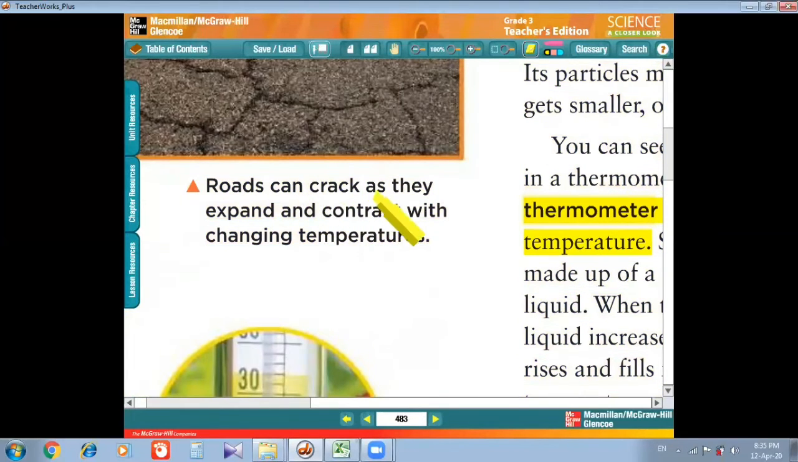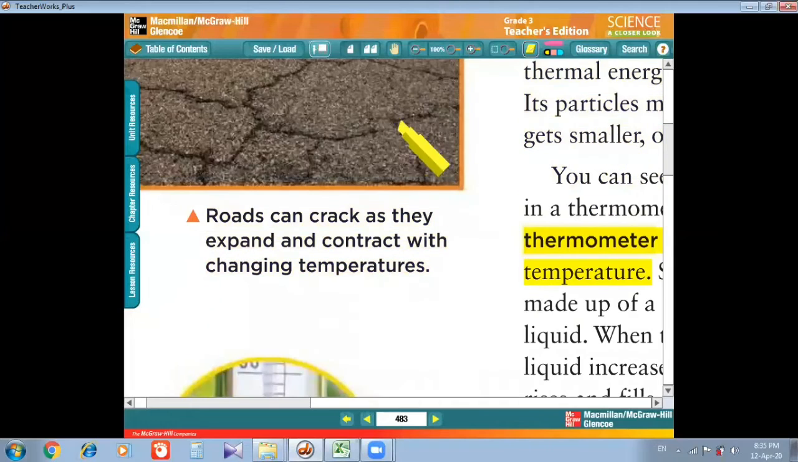Now on the left side of the page, you have a picture of the cracks on the roads. Roads can crack as they expand and contract with changing temperatures. Means when it's hot, the road will expand. When it's cold, the road will contract. In this way, the cracks are formed.